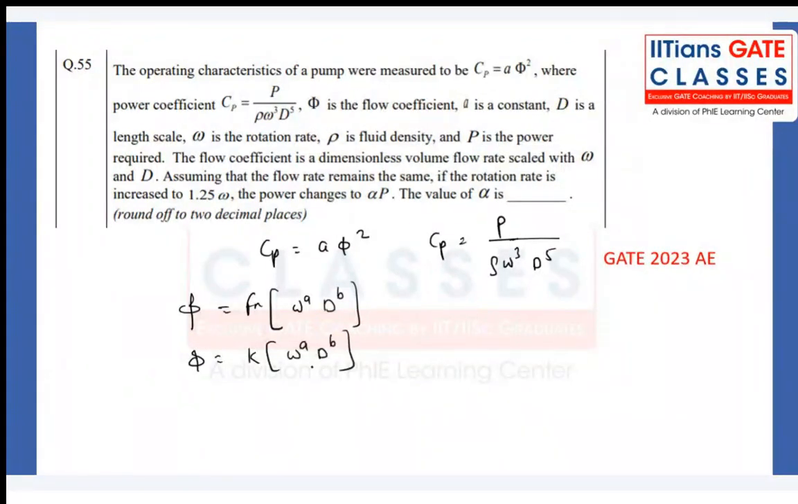Further, my friend, what we can do, we have flow coefficient. Flow coefficient is a dimensionless term, so M0, L0, T0. That must be omega. Omega is what? Rotation rate. Rotation rate means rotation per second, which means 1 upon T, T to the power minus 1 to the power a. Diameter, L to the power b. Now equate the coefficient. What will you be getting, my friend? a will be equal to minus 1. b will be equal to what?